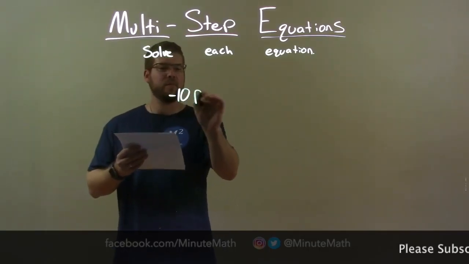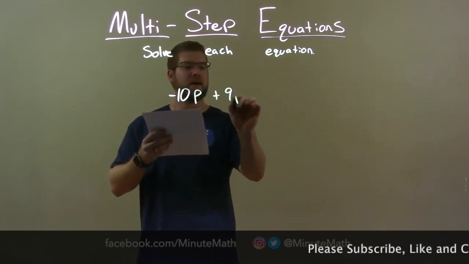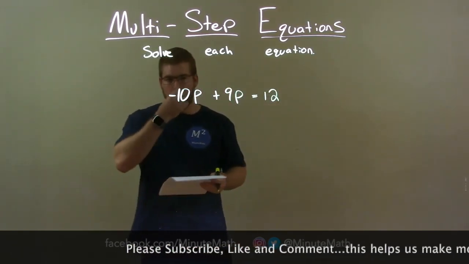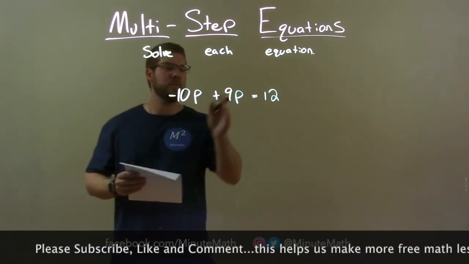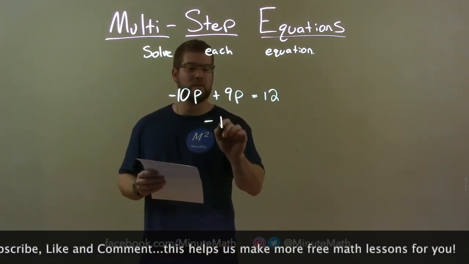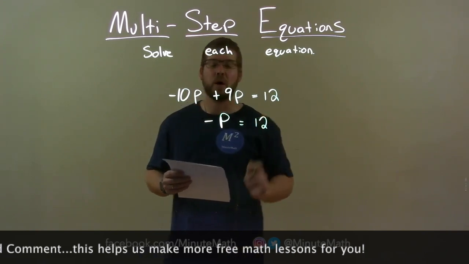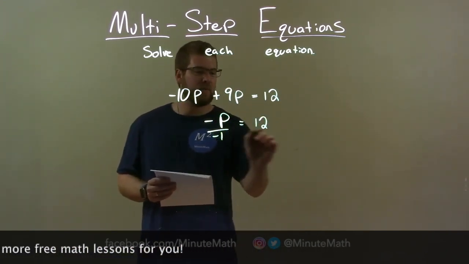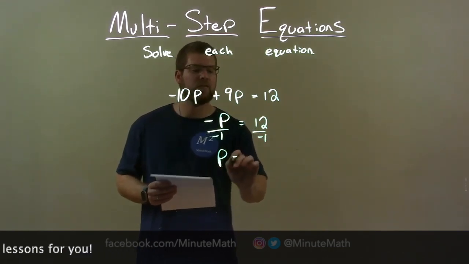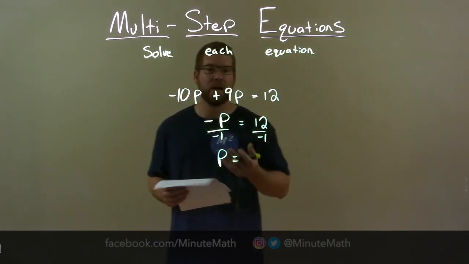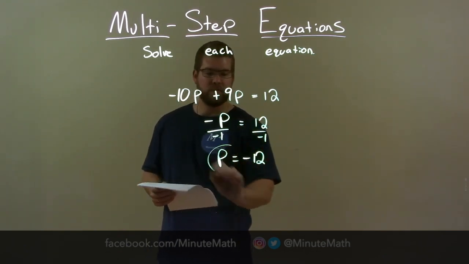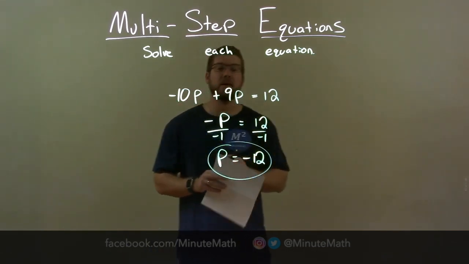Negative 10p plus 9p equals 12. Well, first thing, let's combine our like terms. Negative 10p plus 9p is a negative 1p, and that equals 12, all right? Well, we want to get rid of that negative, so if I divide both sides by negative 1, I'll get a positive p by itself, right? Negative divided by negative is a positive. 12 divided by negative 1 is a negative 12. And so our final answer here is p equals a negative 12.